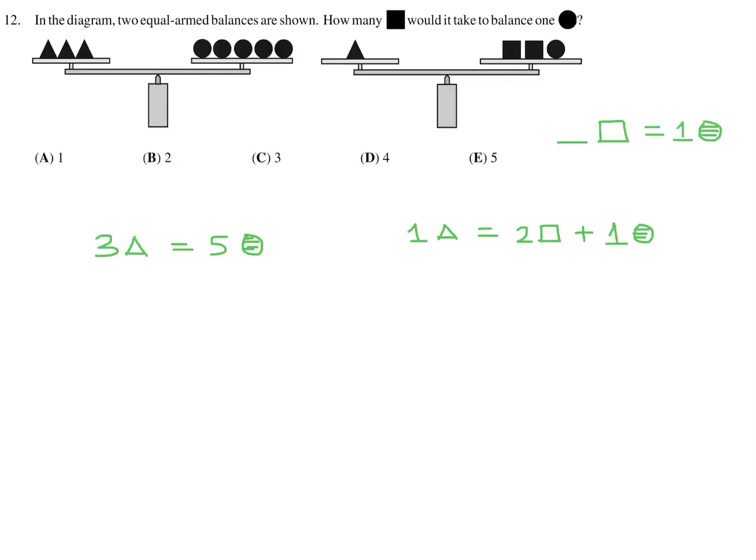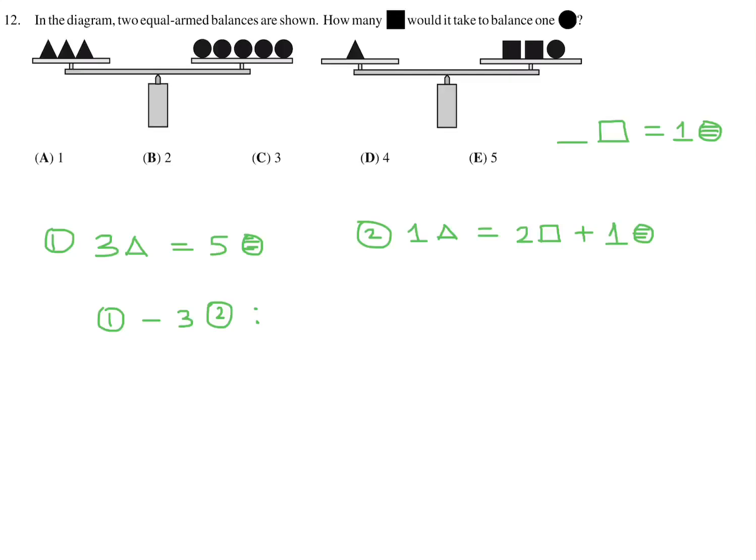Okay? So I'll call this equation 1. I'll call this equation 2. We are only considering a final equation involving a square and a circle. So that means that these triangles we want to get rid of somehow. And that shouldn't be that difficult to do. If I just take the first equation and subtract from it 3 times the second equation, I should be able to get rid of those triangles.